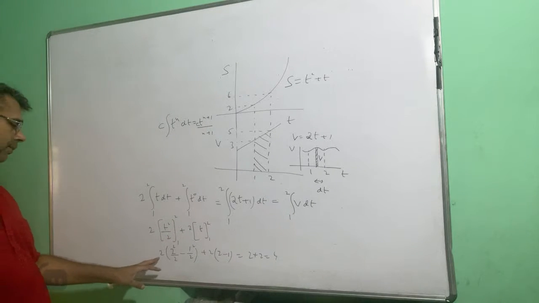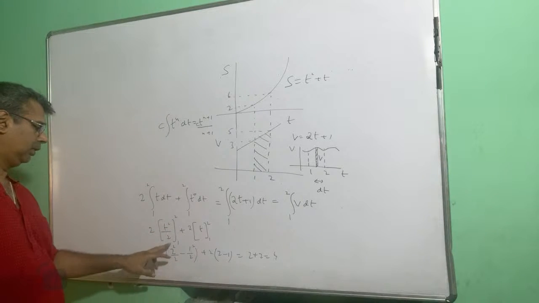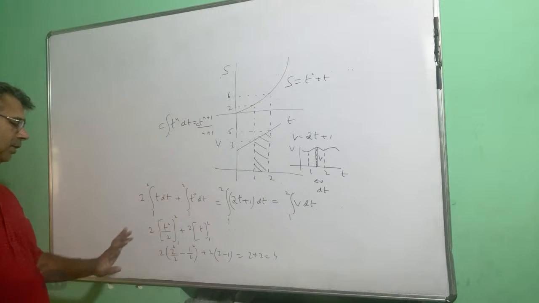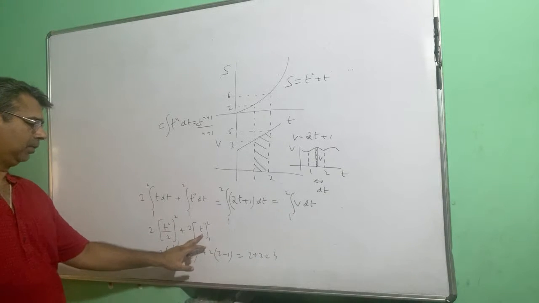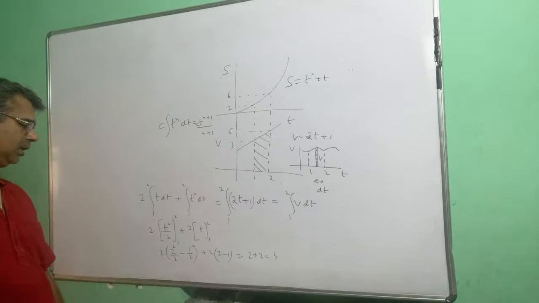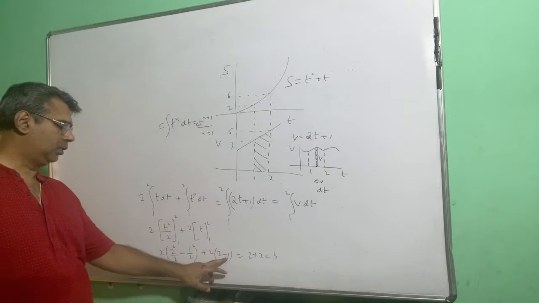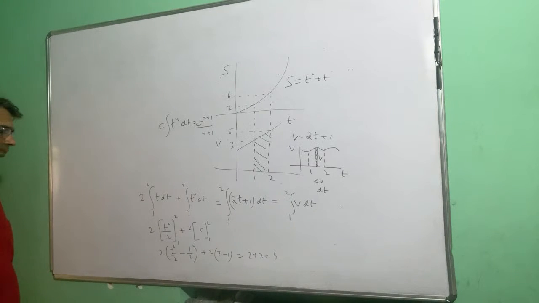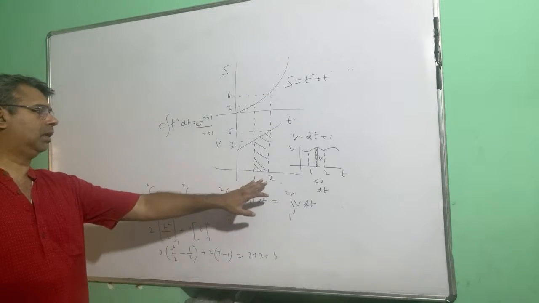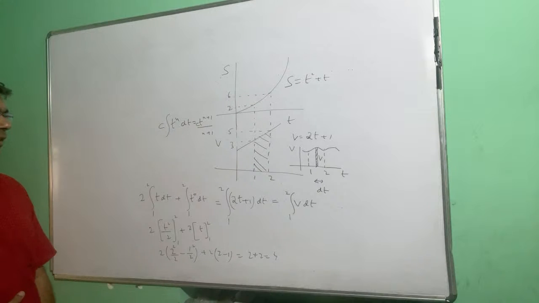So this is, if you apply the upper limit, so 2 square by 2, if you apply the lower limit 1 square by 2, and you have to subtract them. Here if you apply the upper limit, it will be 2, if you apply the lower limit, it will be 1, and you have to subtract them. So 2 into 2 square by 2 minus 1 square by 2 plus 2 into 2 minus 1, ultimately 2 plus 2, that is 4. So what was the answer of displacement in the interval 1 second to 2 second? 6 minus 2, that is 4. So the answer is matching, right?